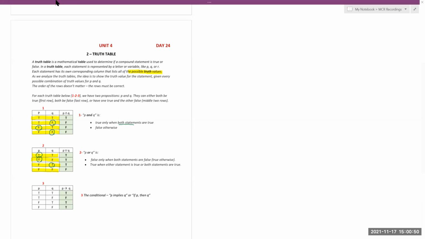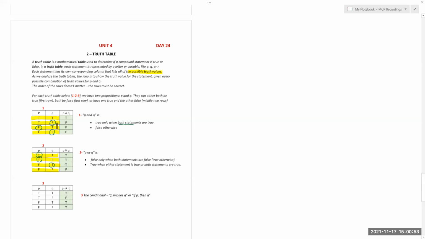And then for number 3, again, these are just the ways you can put P and Q together. You don't memorize these, they're just given.